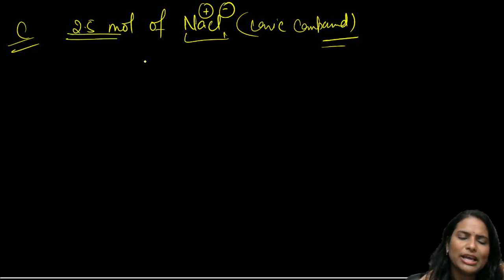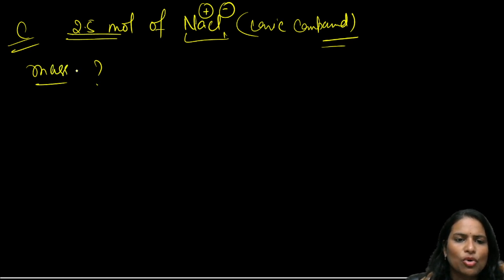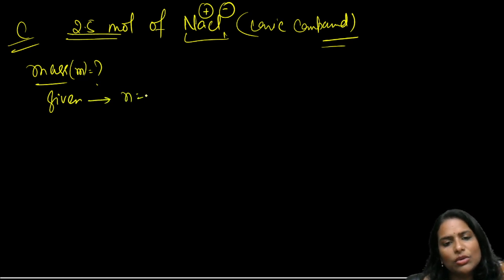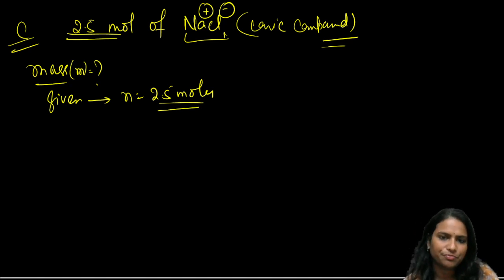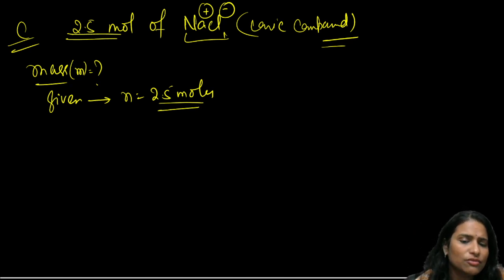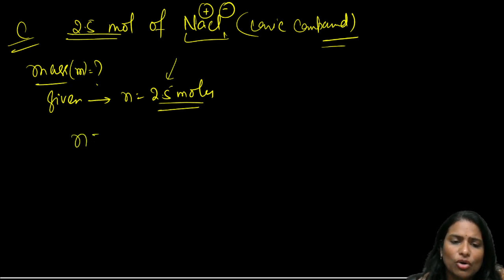So here also you need to find out the mass. Small m is the question mark for you. What is given? Given is n equals 2.5 moles. The small n value is given to you, 2.5 moles. So here you can go with the same formula which we discussed earlier. Mole is given to you, so you need to find the mass. So small n equals small m upon capital M.